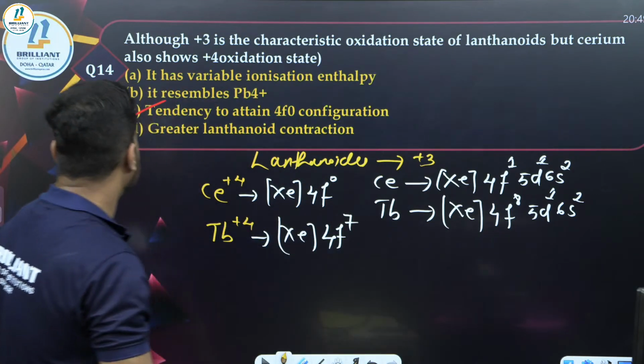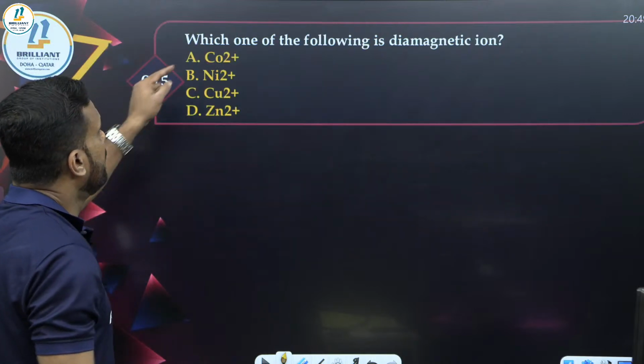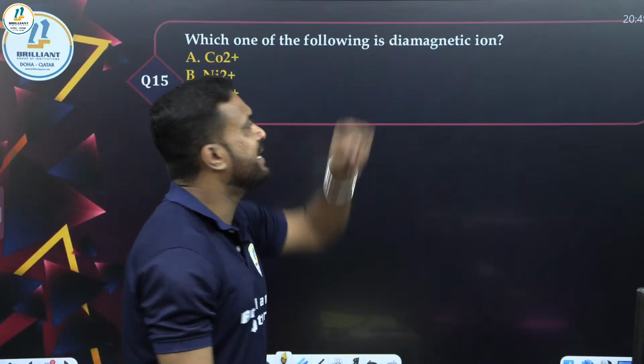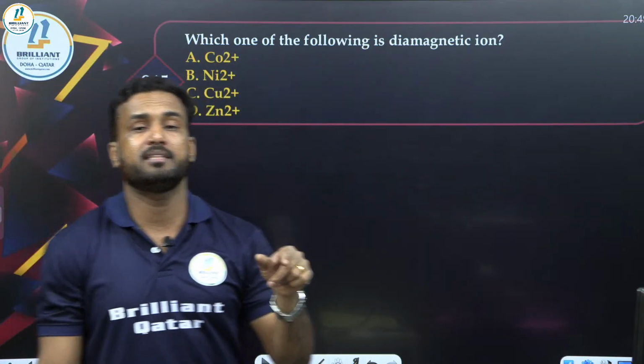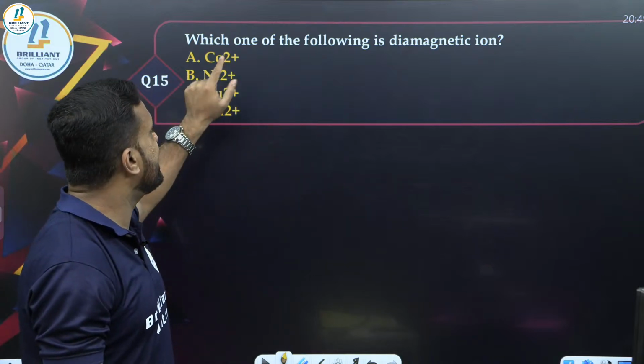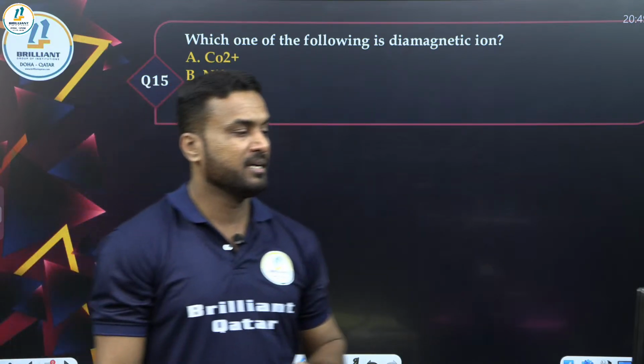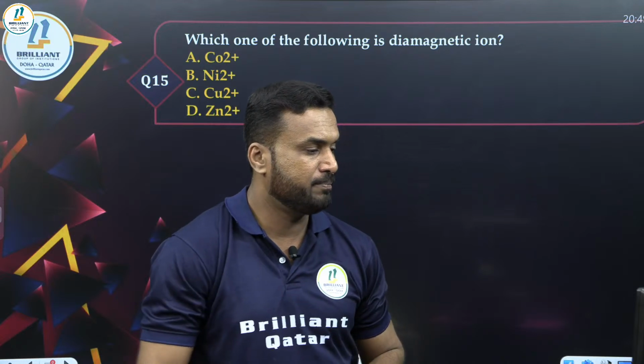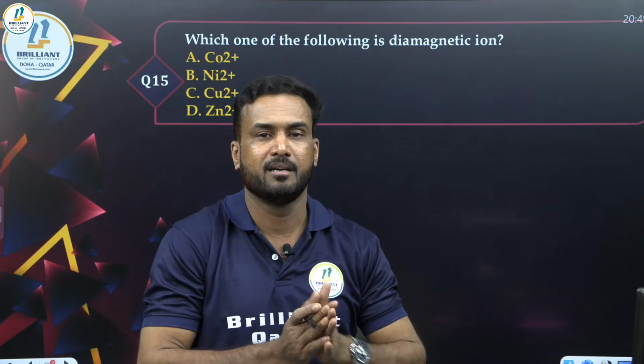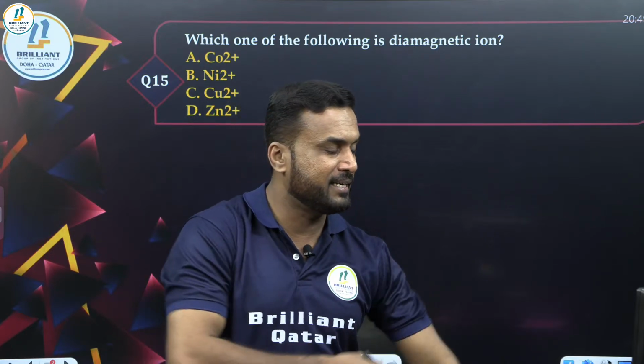Now we will move on to question number 15. Next one. Which one of the following is diamagnetic ion? I think while reading this one, you will get the idea. Cobalt 2 plus, Ni 2 plus, Cu 2 plus and Zn 2 plus. Can you give the answer, dear students? Give the right answer.